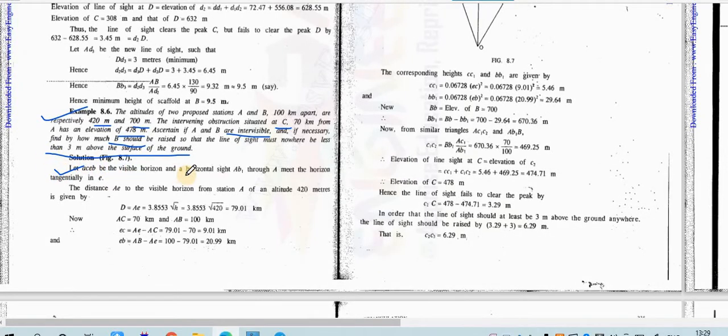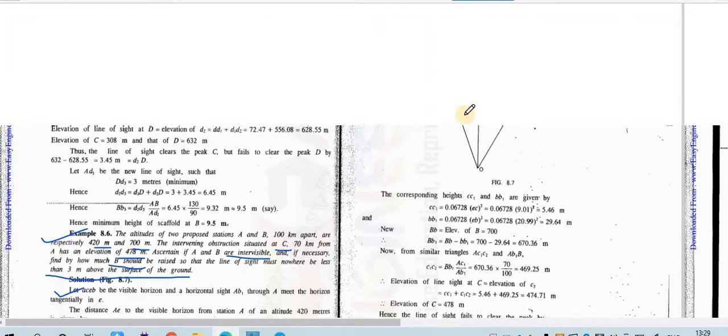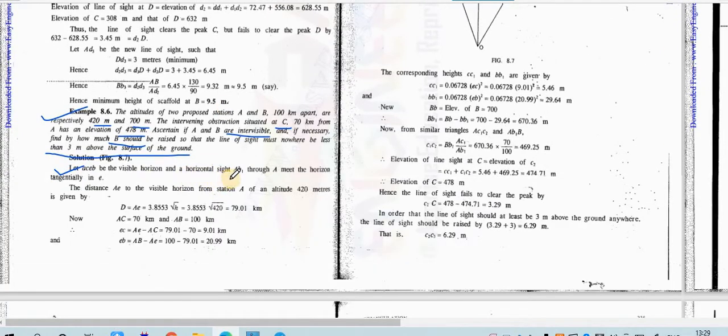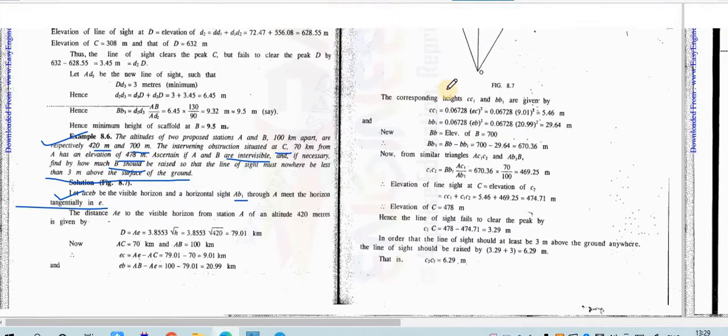Wherever this tangent is touching, that point has been marked as your visible horizon, and that is given by the point E. Next thing, let AC be the visible horizon. So this is the visible horizon line. After that, side AB1 through A meets the horizon tangentially at E. So as you know that it is meeting tangentially at point E, we have marked this point as E.